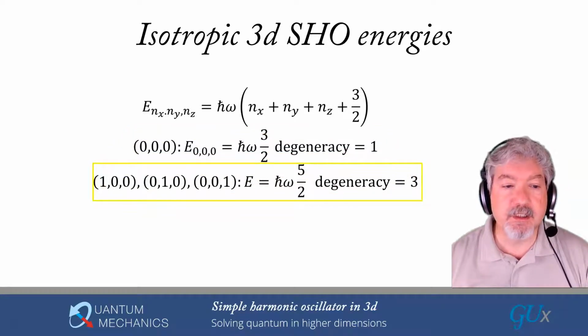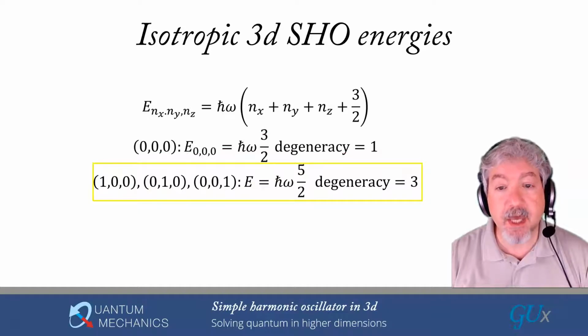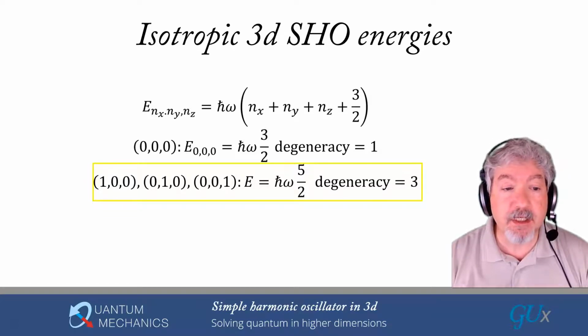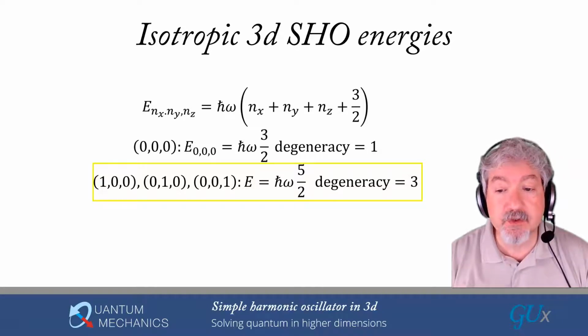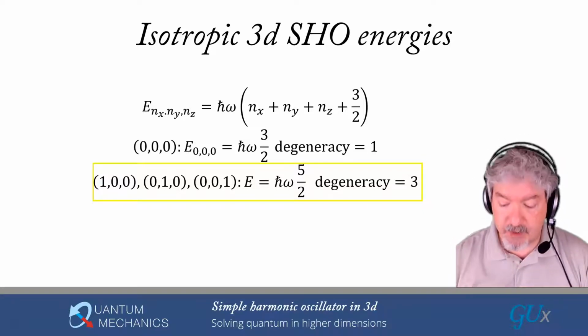Let's look at the first excited state. The energy is h bar omega times 5 halves, because I just have to add an integer of 1 plus the 3 halves. But there are three different ways I can do that. I can have 1, 0, 0, I can have 0, 1, 0, or I can have 0, 0, 1. So the degeneracy is 3.